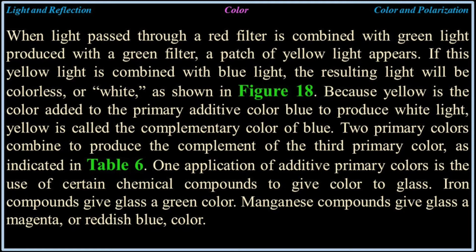Because yellow is the color added to the primary additive color blue to produce white light, yellow is called the complementary color of blue. Two primary colors combine to produce the complement of the third primary color, as indicated in Table 6. One application of additive primary colors is the use of certain chemical compounds to give color to glass. Iron compounds give glass a green color. Manganese compounds give glass a magenta or reddish blue color.